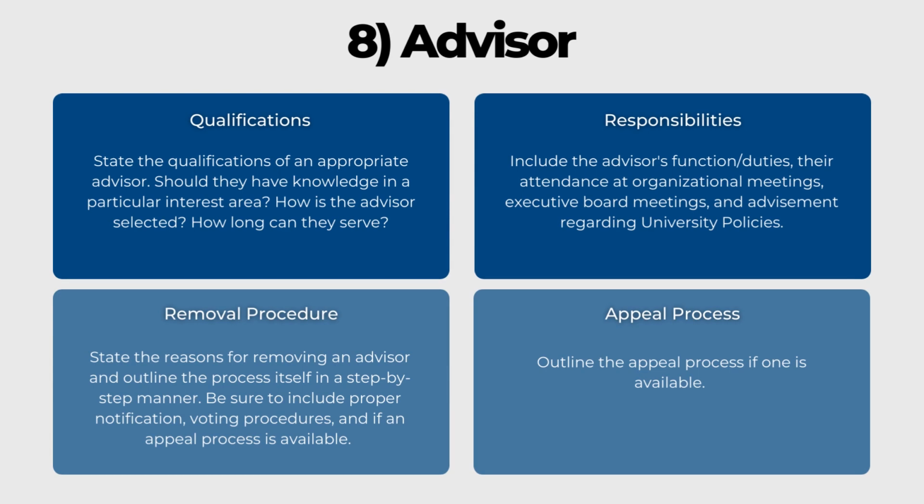In the article discussing your advisor, you want to state the qualifications, the responsibilities, the removal procedure, and the appeal process. For the qualifications, state that of an appropriate advisor. Should they have knowledge in a particular interest area? How is an advisor selected? How long can they serve? So for a professional organization, for example, you might want an advisor with experience in that same professional area.